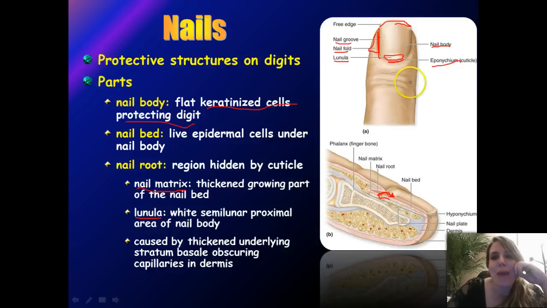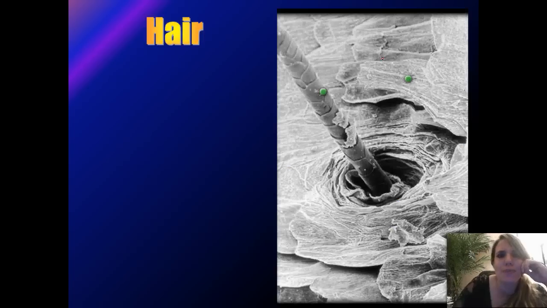And basically what's happening there is the stratum basale is moving up. So these cells are moving that way right there. Because they're all thickening and moving in that one area, they're actually covering the blood vessels that are under there. And so you can't see the pink or red of the blood vessels, so it shows up white. How cool is that? That's pretty cool.